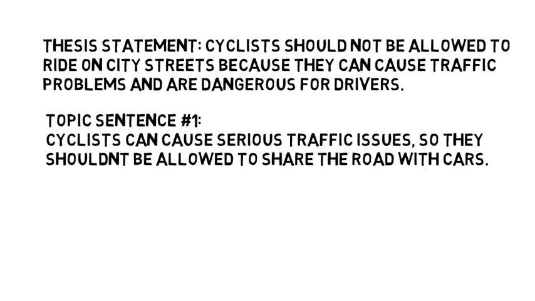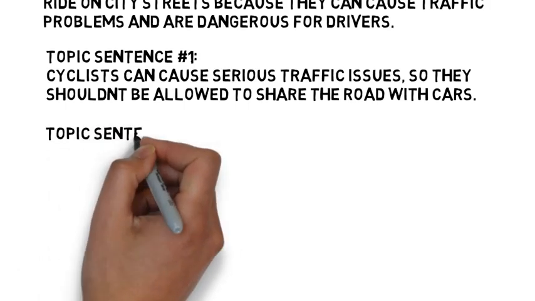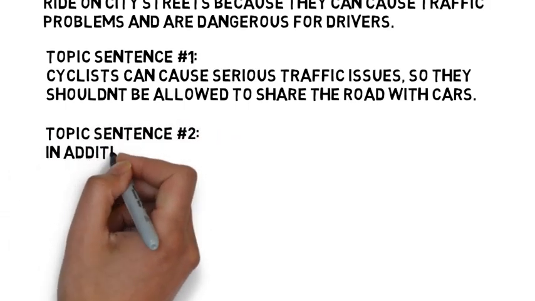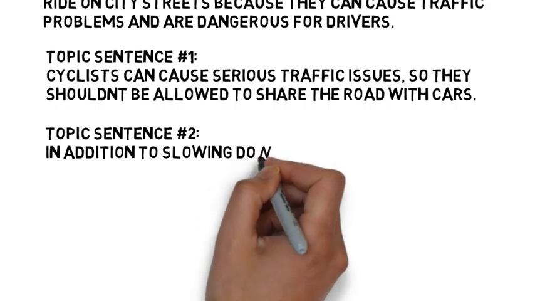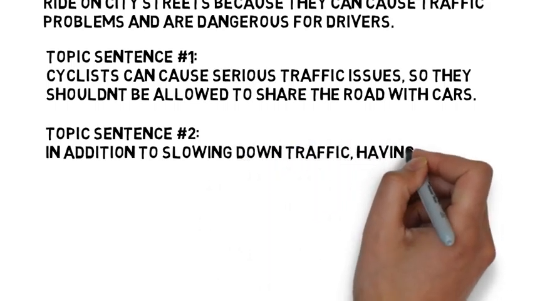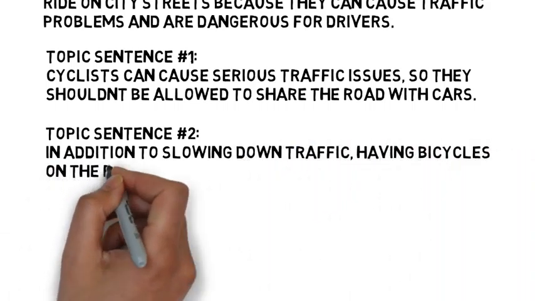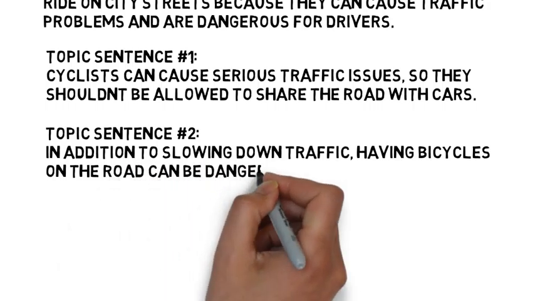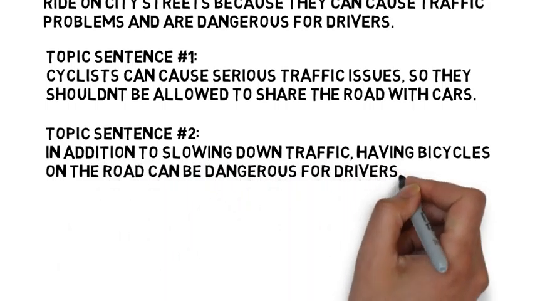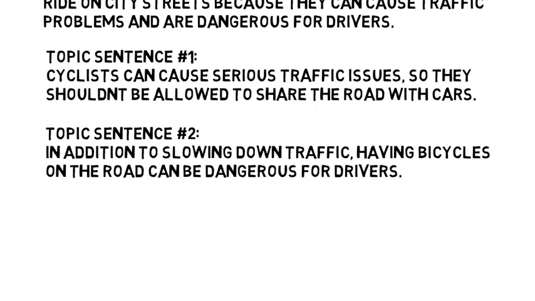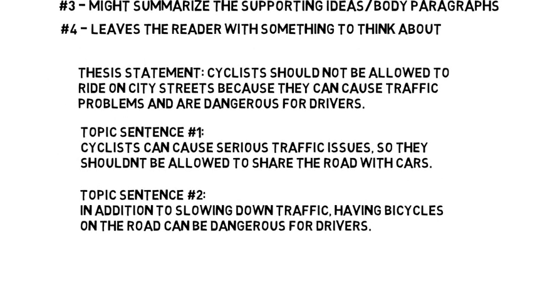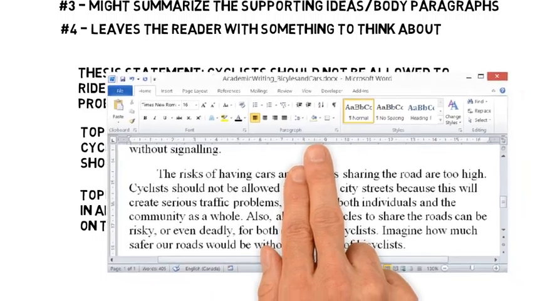The second body paragraph had a topic sentence which read, "In addition to slowing down traffic, having bicycles on the road can be dangerous for drivers." Again, we see the same topic, cyclists, or having bicycles on the road. But here we have a different supporting idea. The supporting idea of the second body paragraph is can be dangerous for drivers. Together, these 3 sentences show us the purpose of the whole essay.